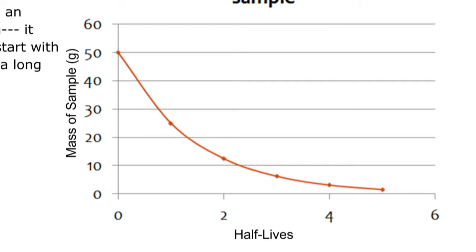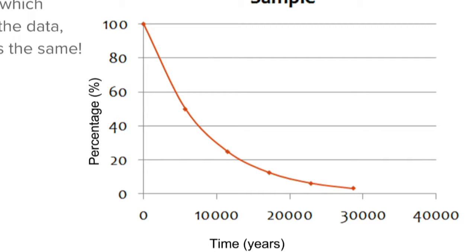So this first graph has mass of sample and then half-lives on the bottom. I could continue to plot mass and then I could have time along the bottom. Or I could do percentage and half-lives along the bottom. So we can just pick and choose depending on the information we're given.